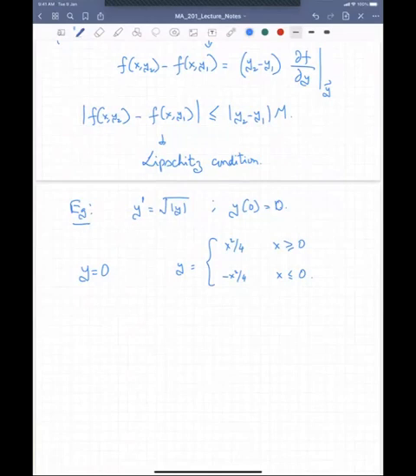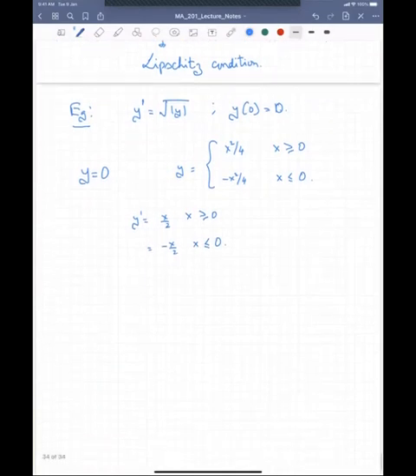Okay, because y prime is x over 2 for x greater than or equal to 0 and minus x over 2 for x less than or equal to 0. If I simply had x square over 4 everywhere, then my y prime would be negative for negative x. I don't want that because y prime is a manifestly positive function. So I should have this particular solution. Okay, so this is how we understand the solution. And f of x,y in this case is perfectly continuous.